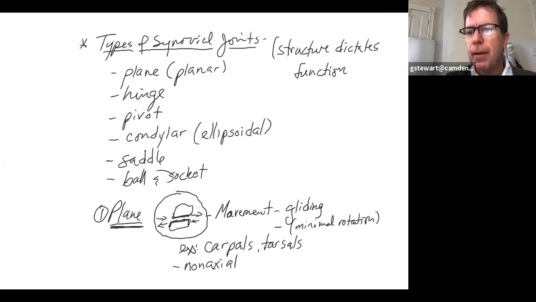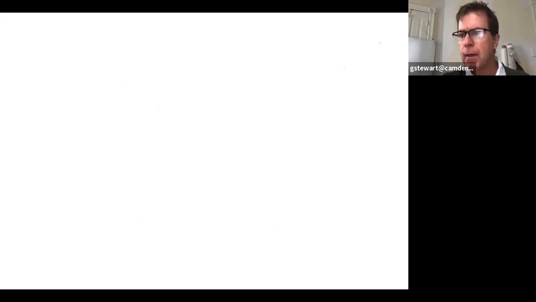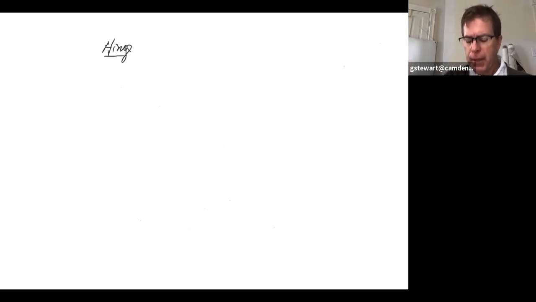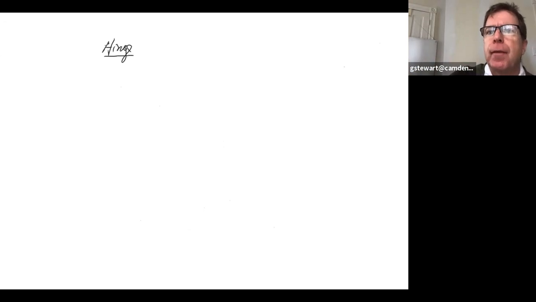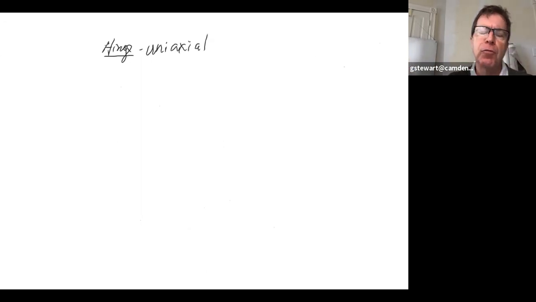All right. Now I'm going to call up a new board to go to the second type of movement. I try to go in the order of your book. The next one was hinge. Hinge joints. These tend to be uniaxial in movement. That means there is a central axis that the movement occurs through or around.